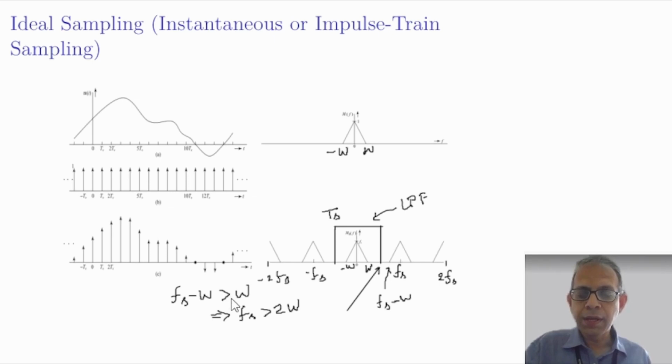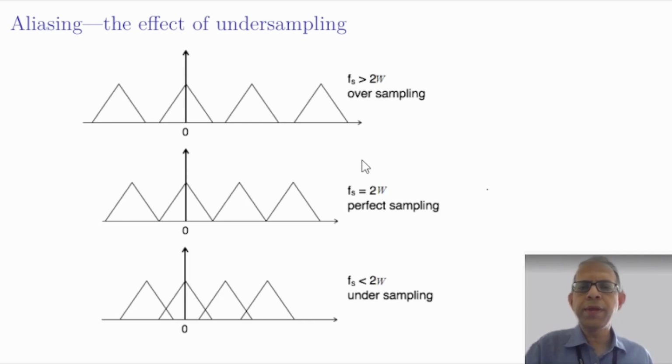So in general, for perfect reconstruction of the original signal from its samples, the sampling rate should be greater than 2 times the maximum frequency of the original signal, and this very important result is known as the sampling theorem. In general, when the sampling rate is greater than 2 times w, then we call it oversampling. When it is exactly equal to 2w, it is perfect sampling.